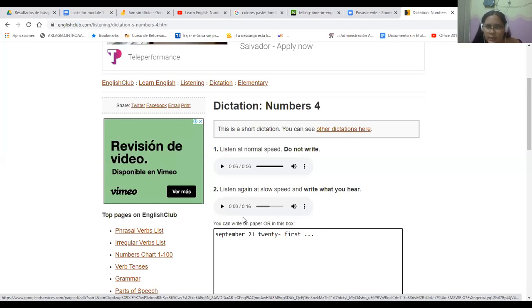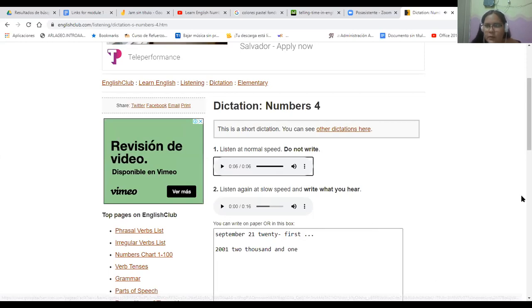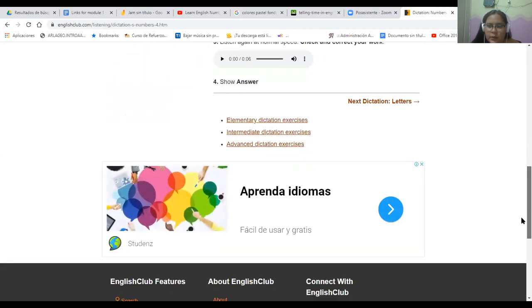No hemos visto esto todavía, right? When we talk about the dates, cuando hablamos de fechas, usamos los números, los ordinal numbers. First in Spanish is primero, right? So that's why we have over here 21st. And then for years, she said 2001, right? 2001. 1,000. 2,000. Okay, this is how you use 1,000. My son's date of birth is September 21st, 2001. And let's listen to the last one.